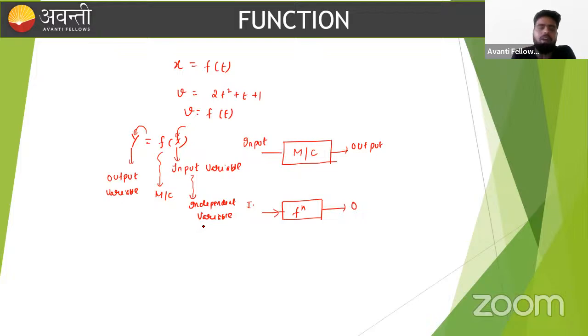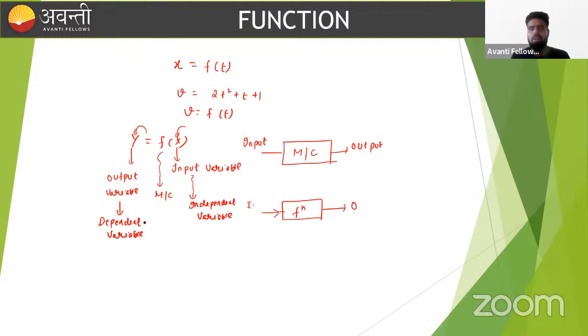On the basis of which type of independent variables we choose, which type of machine we have to put here, that decides the output nature. So the output variable is also known as the dependent variable.